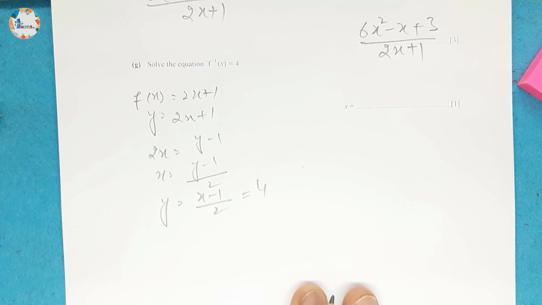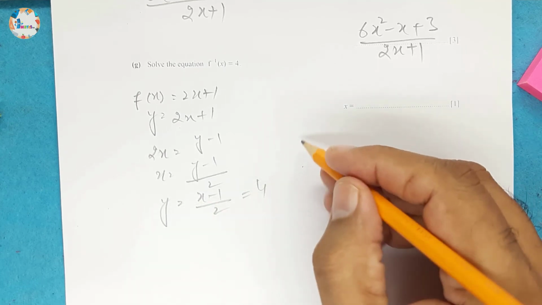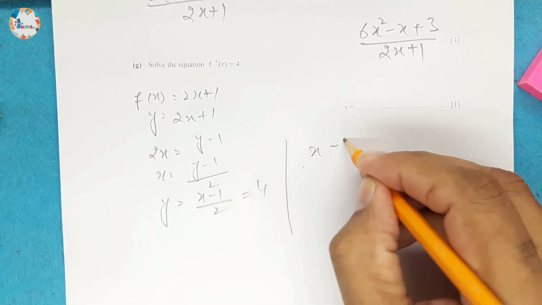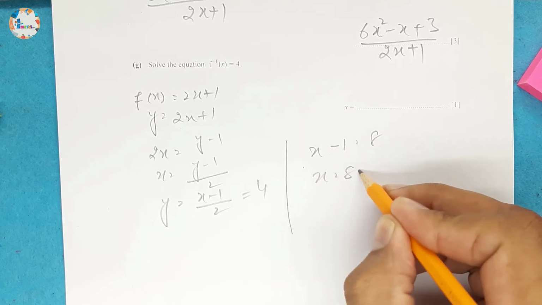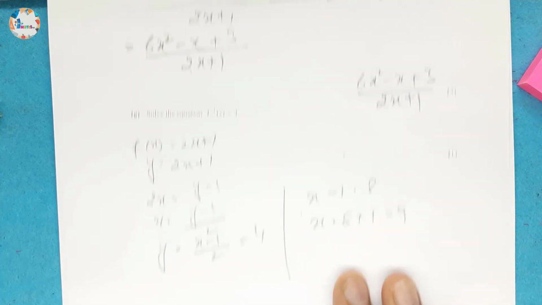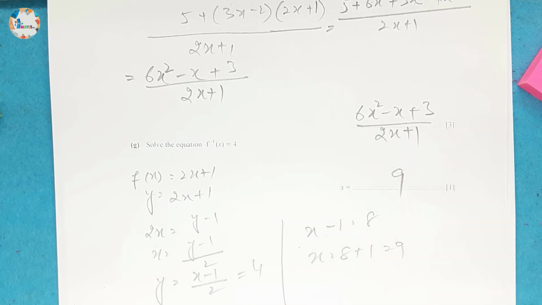This is what they are saying. So x minus 1 is equal to 8. So x is equal to 8 plus 1, which is equal to 9. So our answer will be 9 over here.